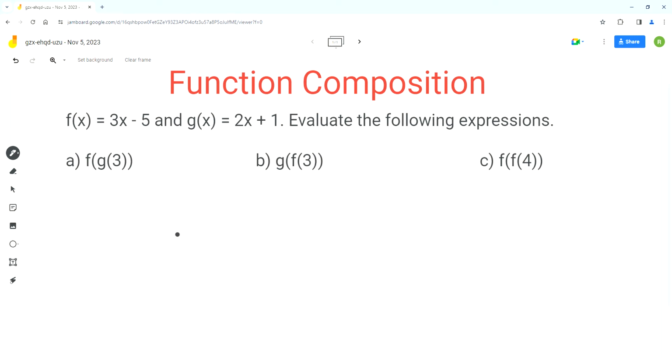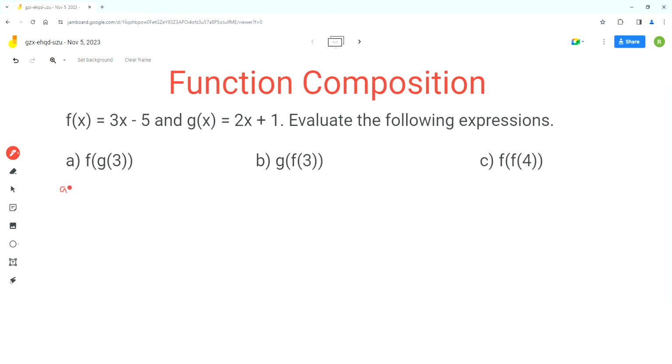So in this problem, we'll use the concepts of function composition. We are given two functions, f(x) equals 3x minus 5 and g(x) equals 2x plus 1. We have to evaluate these three expressions. So let's start with part A.